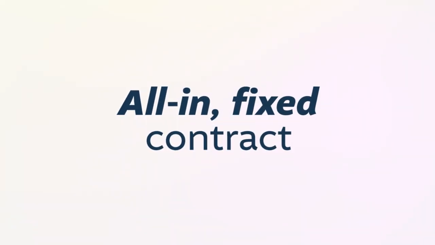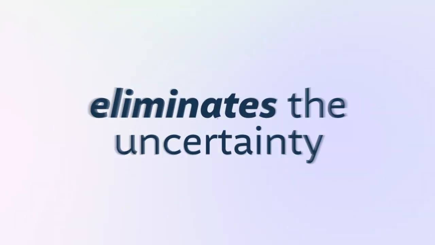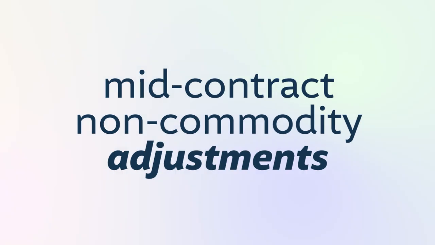The answer depends on your specific situation, and there are legitimate arguments on both sides. An all-in fixed contract eliminates the uncertainty of mid-contract non-commodity adjustments. Your total bill is predictable, but the supplier has had to forecast the non-commodity costs up front and embed them into the unit rate or standing charge, which means you may be paying a premium for that certainty. And if the actual increases are lower than the supplier's forecast, you've overpaid.